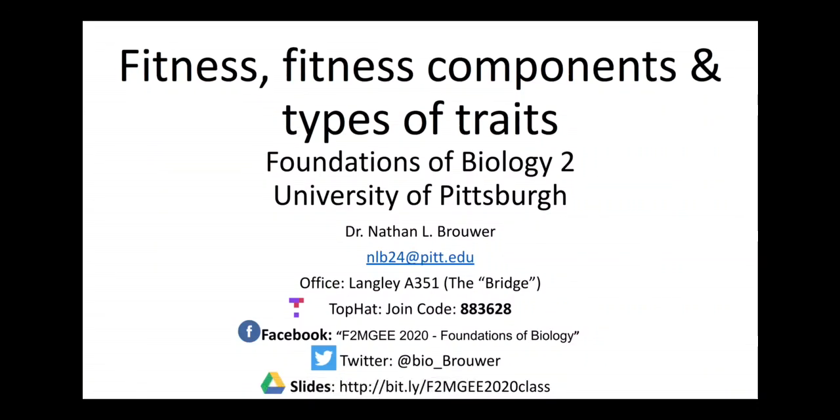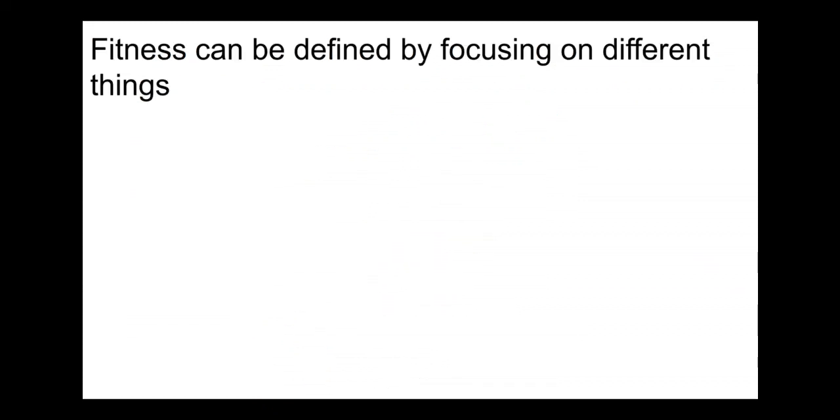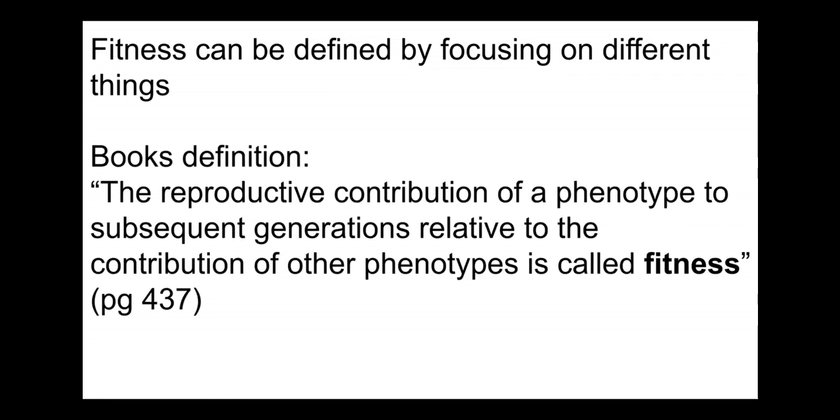In this video, I want to talk about fitness, what we call fitness components, and different types of traits. So fitness, there's often a lot of subtle variations in how different authors define fitness. They have different ways of phrasing it or different ways of focusing on it. For example, the Sadava textbook defines fitness as the reproductive contribution of a phenotype to subsequent generations relative to the contribution of other phenotypes. That is what fitness is. So it's the reproductive contribution, the production of offspring by one phenotype relative to the other phenotypes.